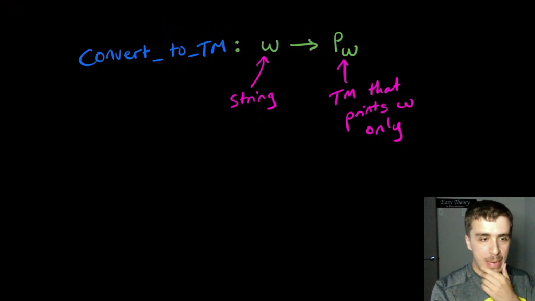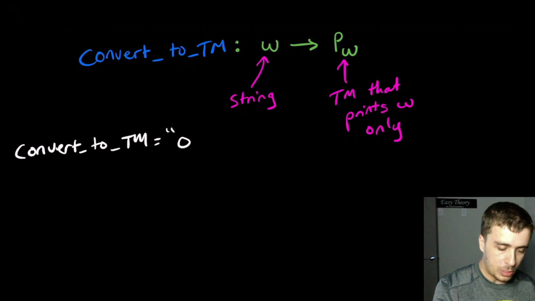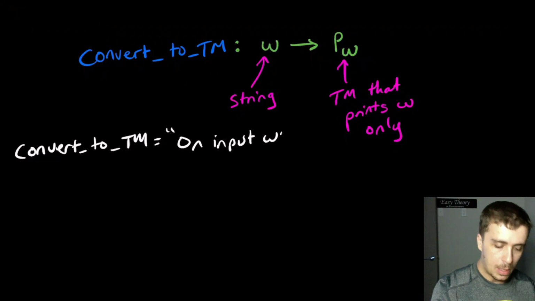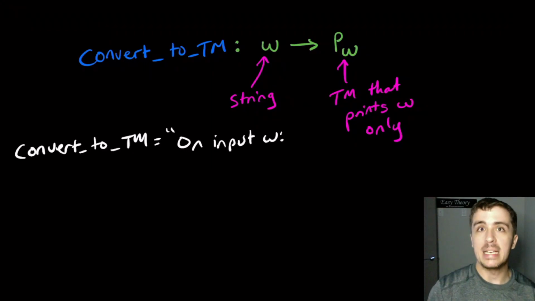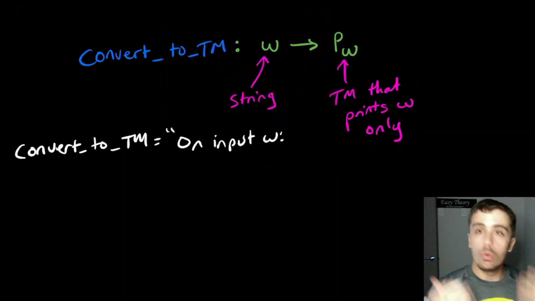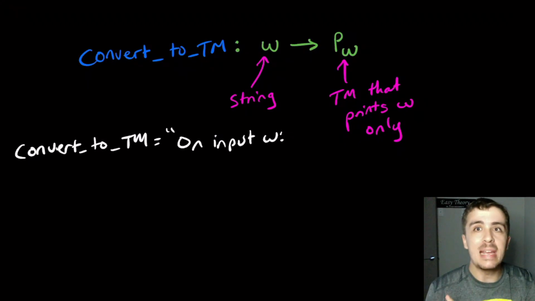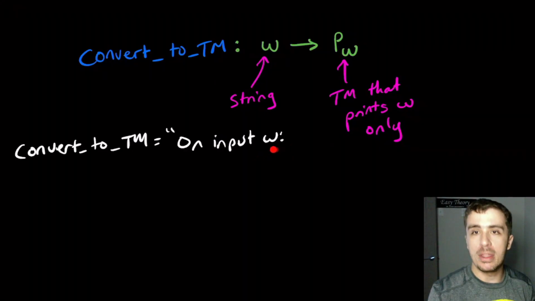So how are we going to make this? Convert to Turing machine is going to take some input W. And what do we need to do? We need to construct a Turing machine called PW that just prints W and nothing else. And one thing that we should note is that the PW machine could have its own input. What we want to do is ignore its input and just print the string W that the convert thing gets.